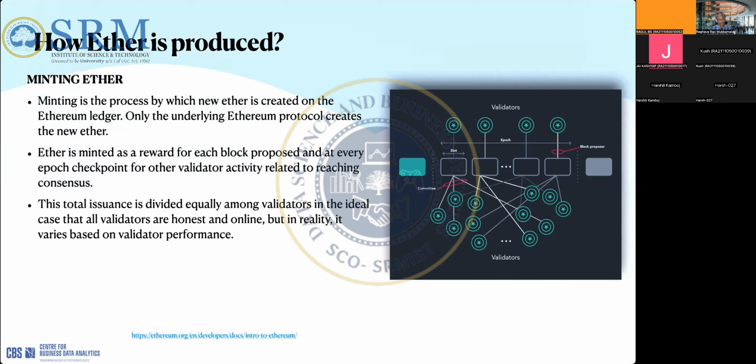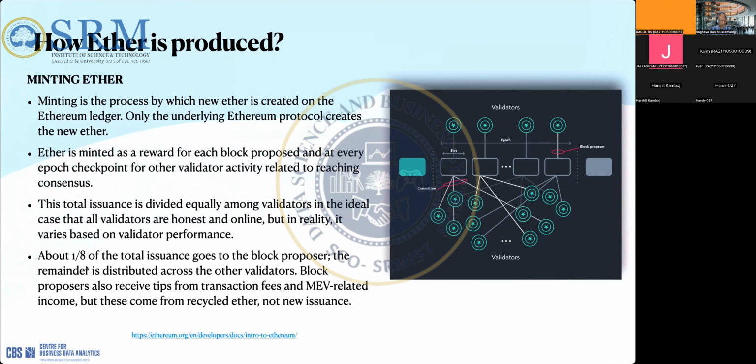And how is this ether generated, right? Whenever you create a block, I think you get 5 ether or something like that. That is the block reward. And the 5 ether is not given only to the block proposer. I think 1/8 of the total issuance goes to the block proposer. So let's say you have 20 nodes participating in the validation and block proposing activity, and one node is picked as the block proposer. He will get 1/8 of the block reward. So if it is 5 ether, maybe 5/8 of an ether will go directly to the block proposer, right?